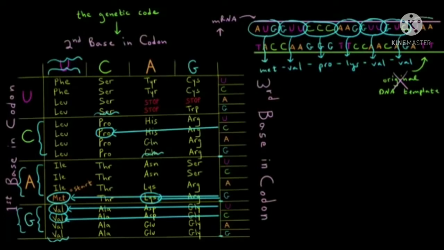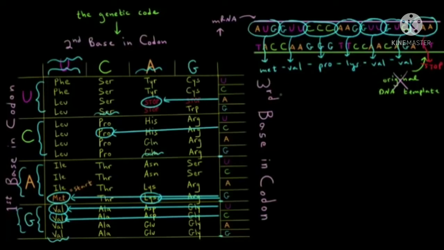Let's do our last codon, UAA. So we find U, and then A on top, and then A on the right, and we get stop. So UAA does not code for an amino acid, but it tells the ribosome to stop translation. So there we go, we've synthesized our polypeptide chain. It's made up of methionine, then valine, proline, lysine, valine, and valine.